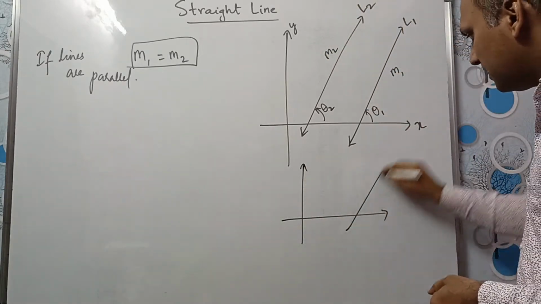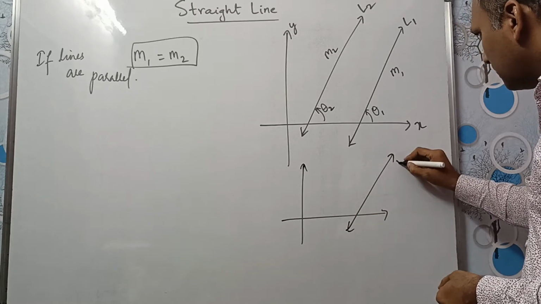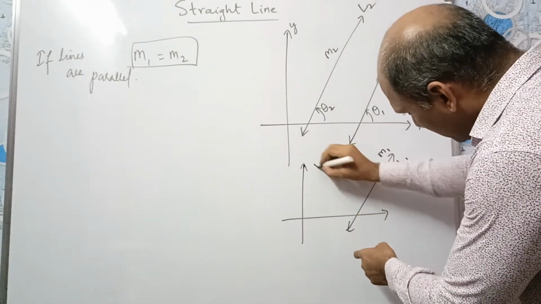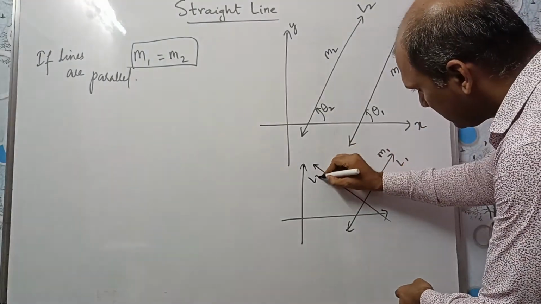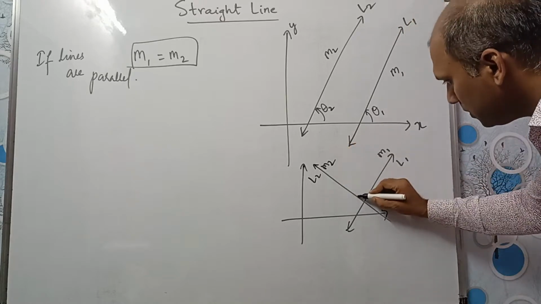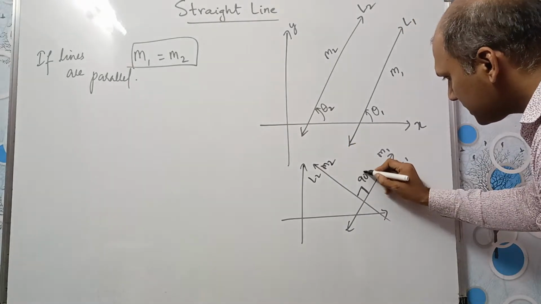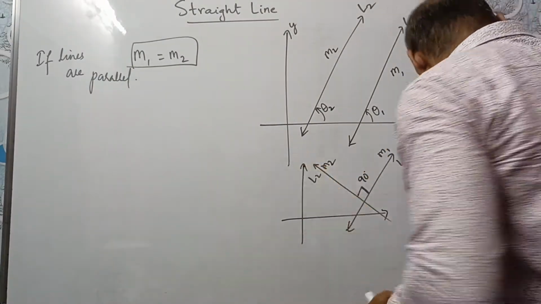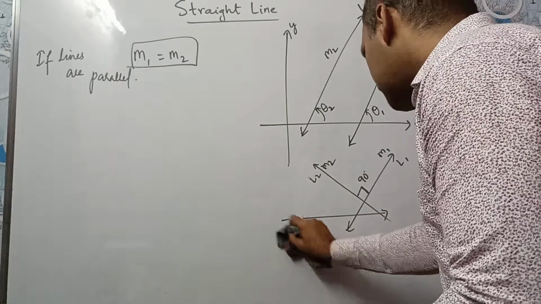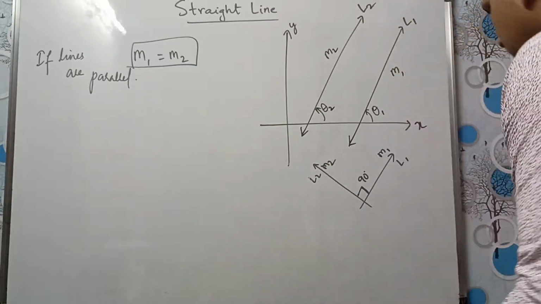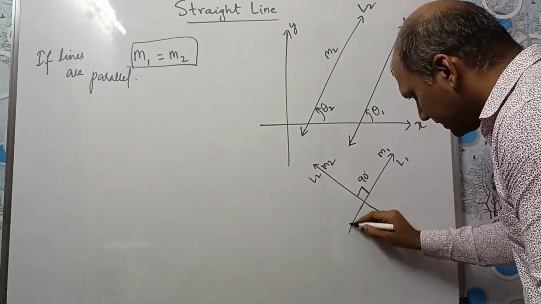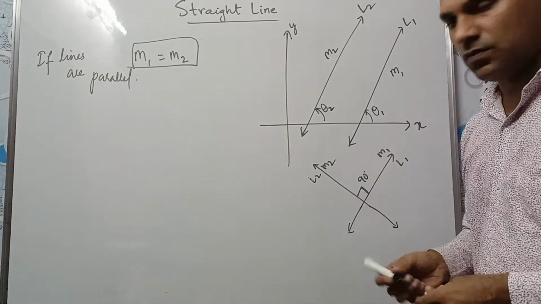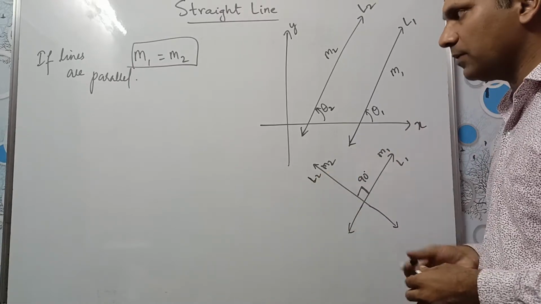See, let us say we have this line. This is L1 and the slope of this line is m1. We have one more line here. Let us say this is L2 and the slope of this line is m2. The angle between these two lines is 90 degrees. This is confusing, let me rub the x-axis and y-axis. So we have two straight lines here like this, and the angle between these two straight lines is 90 degrees. What will be the relationship between m1 and m2 now?